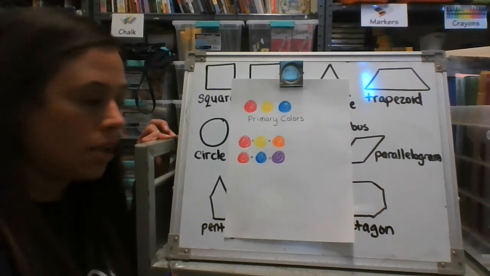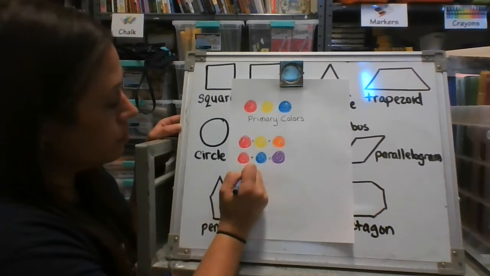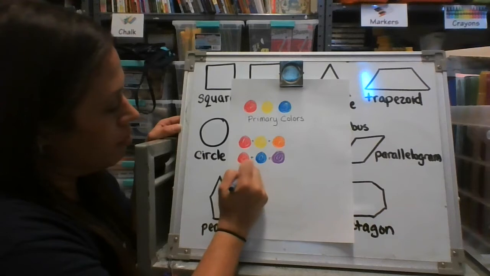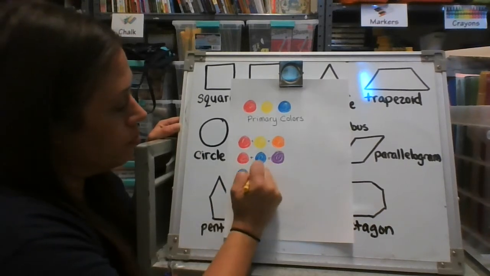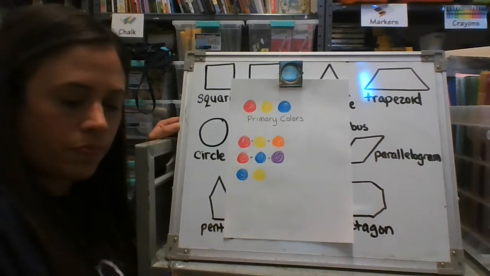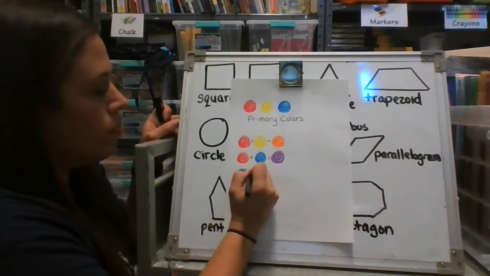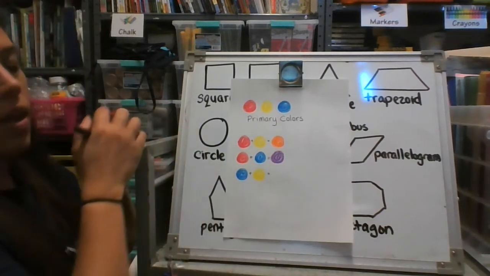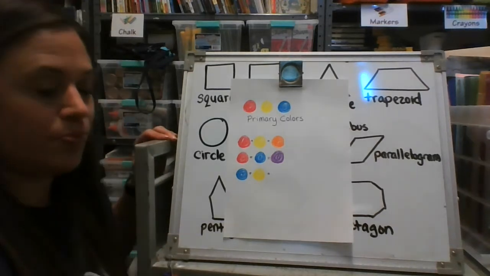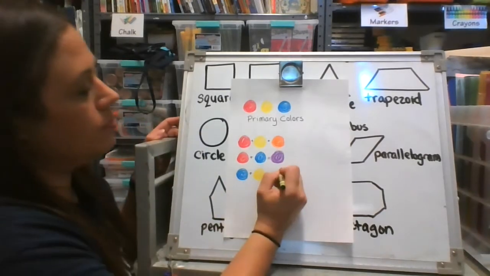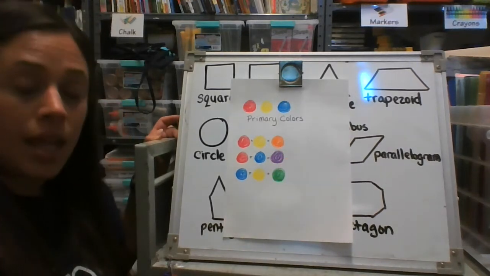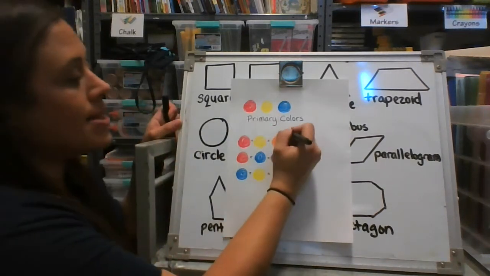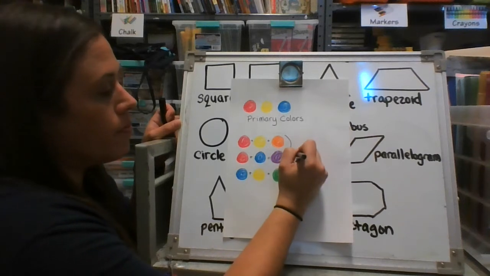And when I mix colors blue and yellow, they make green. These 3 colors are our secondary colors.